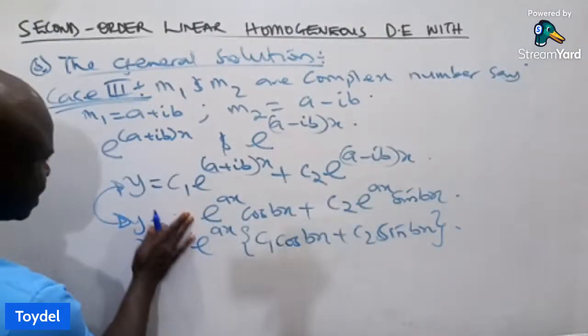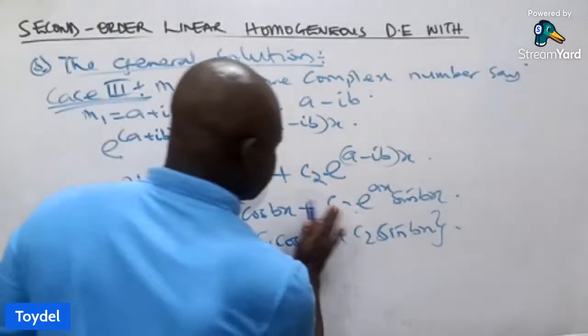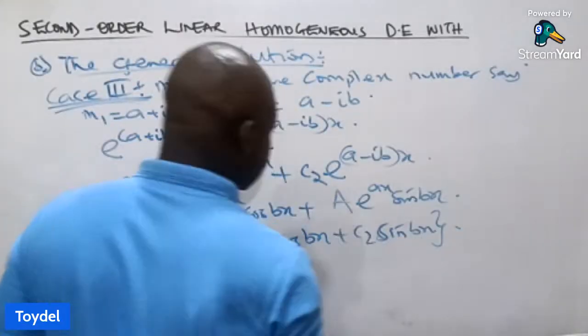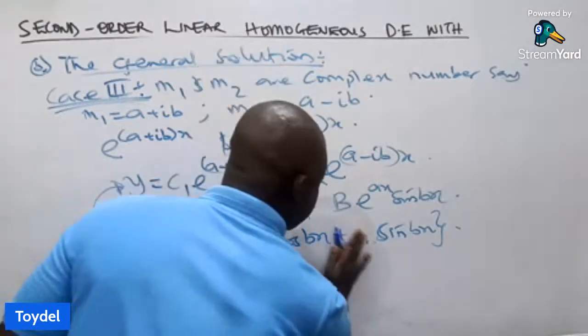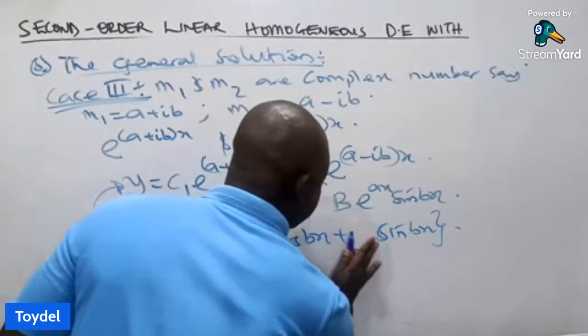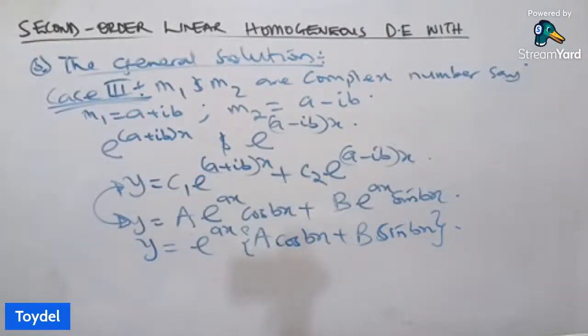At this point, you can also rename the constants A and B, because they are arbitrary constants. But for us to be able to know the values of C1, C2, a, and b, we need subsidiary conditions. So this is how to solve second order linear homogeneous differential equations, as we have discussed earlier.